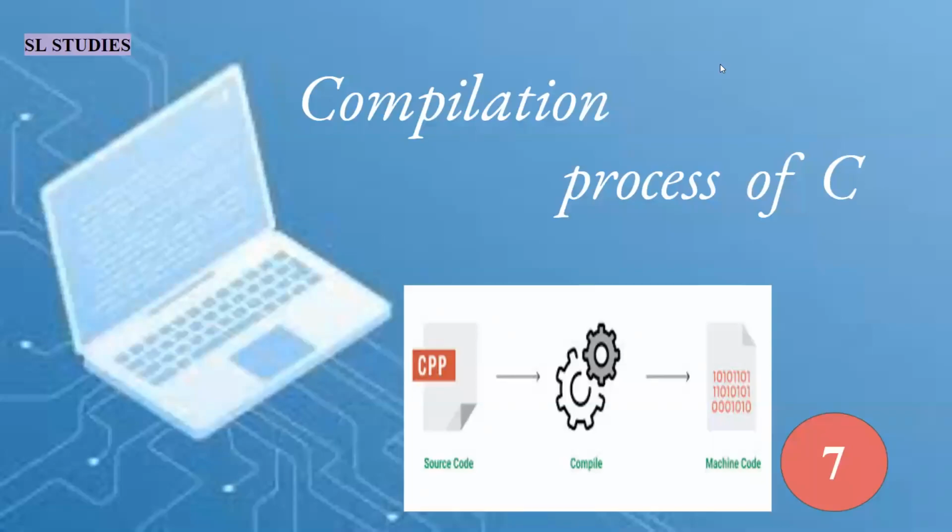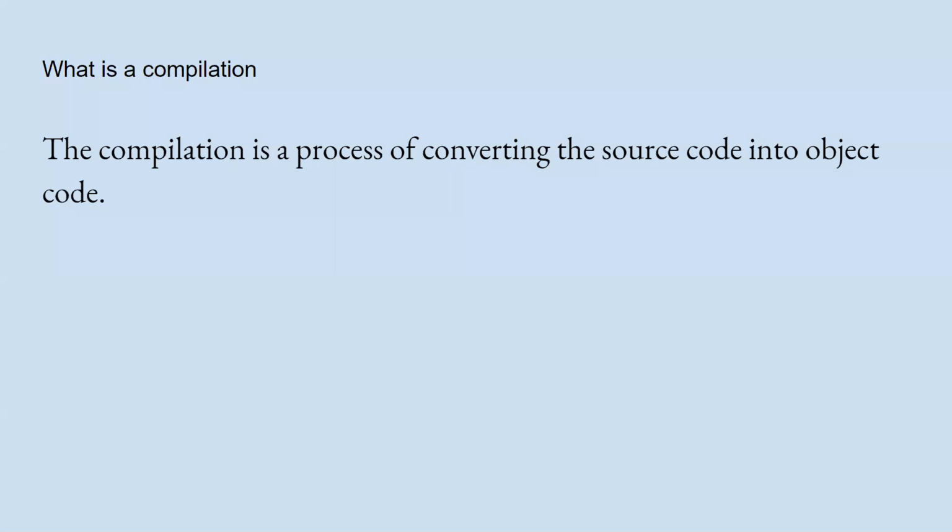Hello everyone. In this video, I am going to discuss the compilation process of a C program, how the program is going to run from source code to machine code by using a compiler. What is compilation? It is a process of converting source code into the object code, and it is done with the help of a compiler.